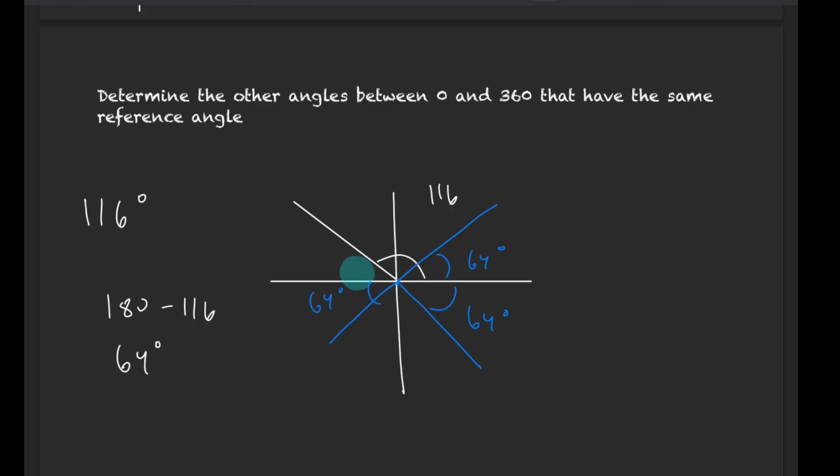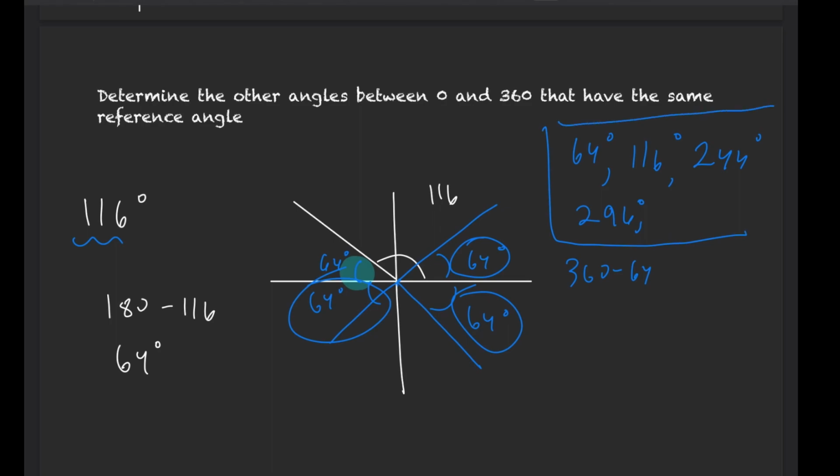So the answer to the question would be 64 degrees, that's our first one. 116, which is the original angle, because that also has a reference of 64, this one. 244, so you would take 180 and add 64 to figure out this one. And then lastly, this one right here. So that's going to be 360 minus 64, and that's going to give us 296 degrees. So that is our answer.